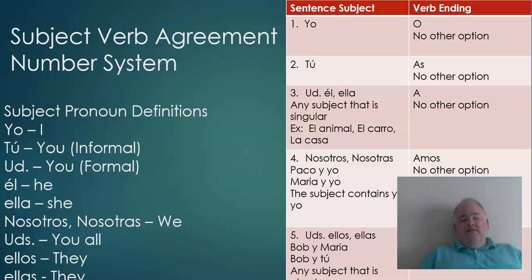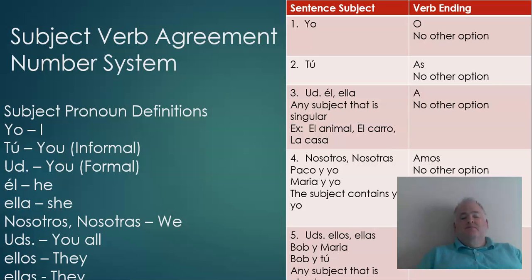I speak. I do the same thing with nadar. I take out the AR, I replace it with an O, I get nado. I swim. Cantar, take off the AR, replace it with an O. My new word is canto. I sing. Number 1, yo, O, no other option.